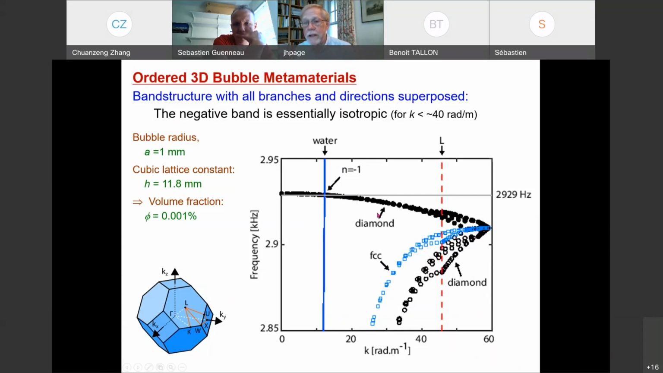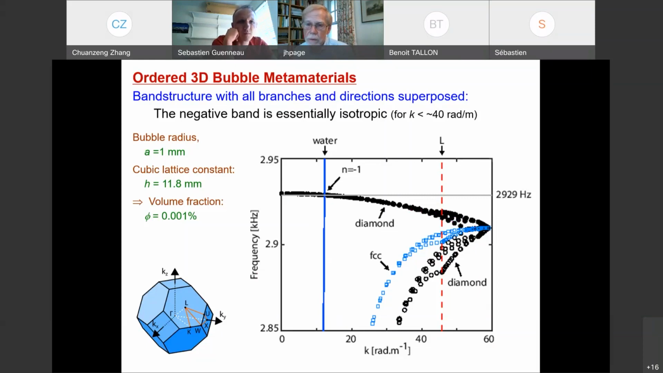But when you go to the second band, which does not exist for the FCC, this negative band, it turns out at small wave vectors, ranging up to about here, to be extremely isotropic. And then you start to see the effects of the not perfectly spherical Brillouin zone when you get to high wave vectors.